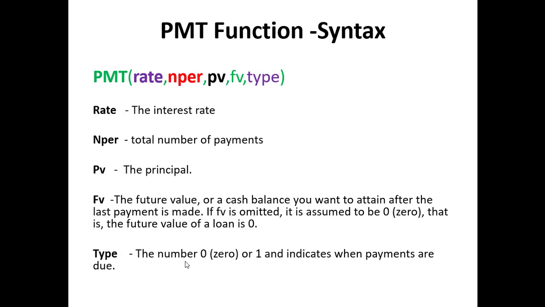So again, the fourth and fifth items in this syntax are optional, so you can simply ignore them. But in some cases they may become relevant, especially if you want to have a saving. You have to have the future value. And if you'll be making the loan installment in advance, at the beginning of each period, you may have to take the type as 1.